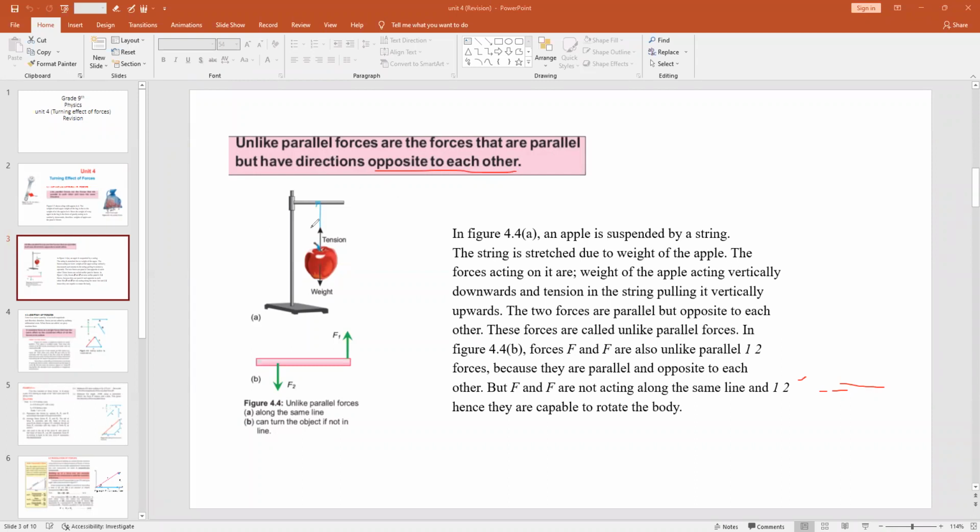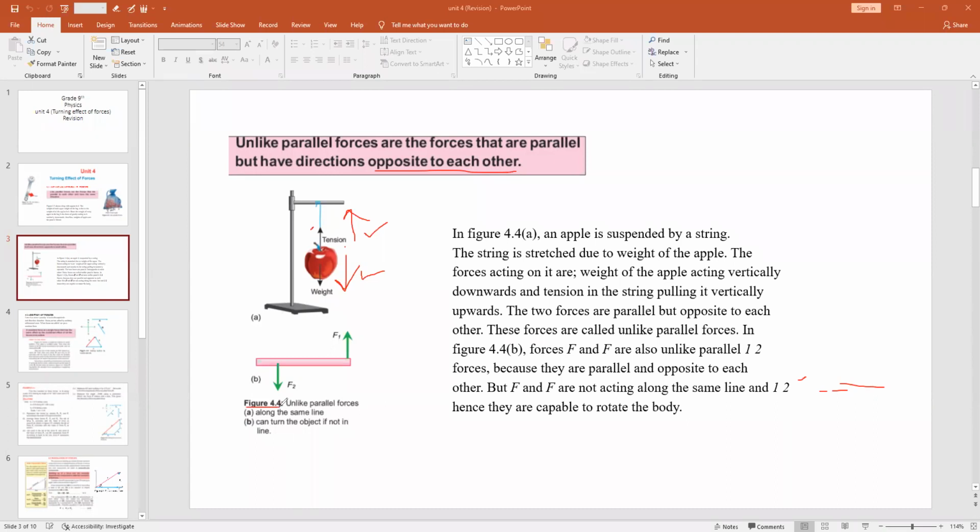If you see figure A, there is a stand and one apple is suspended from this stand. The weight of the apple is acting downward, right? And there's an opposite force, the string, that is acting in the upward direction, right? Now you can see that these forces, tension and weight, are parallel to each other but their direction is opposite. So as their direction is opposite but they are parallel to each other, we can call them unlike parallel forces, right? Similarly, you can see figure 4.4.